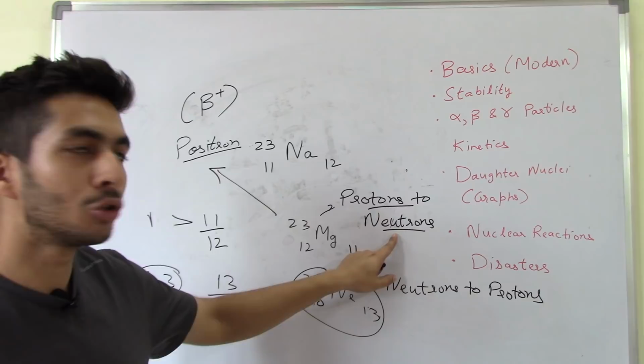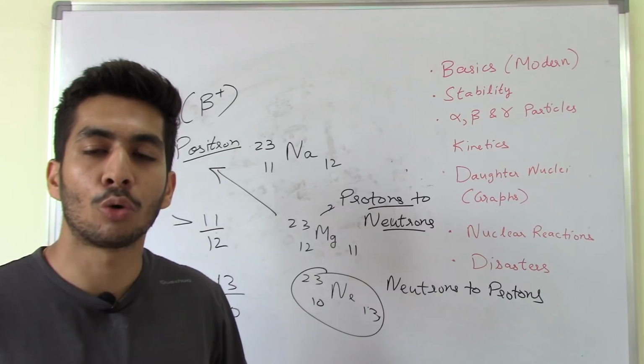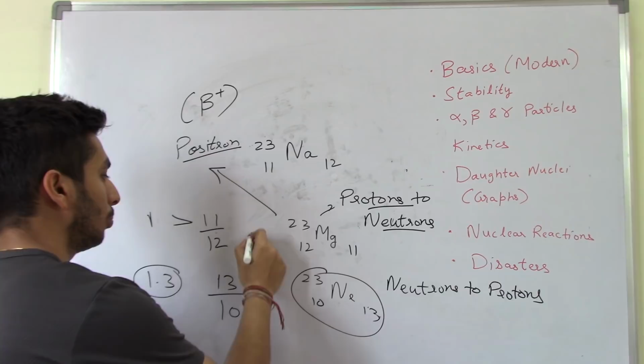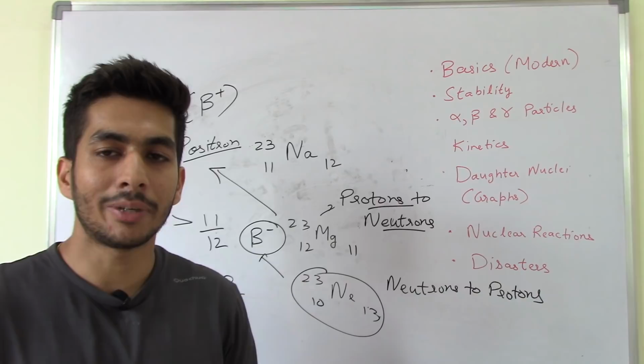Whereas if I have to convert a neutron to a proton, now neutrons are neutrally charged and I want the neutrons to be converted to protons, right? So I'll do beta minus emission. In this particular case, I'm going to do beta minus emission. Beta minus emission means I am taking out a negative charge, equivalent to taking out an electron. So I'm taking out minus one charge.